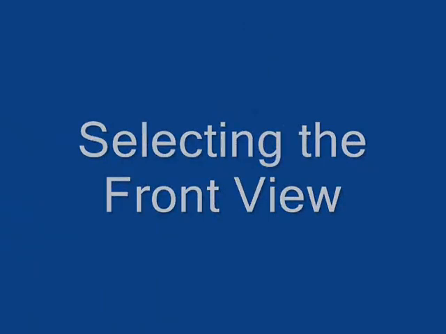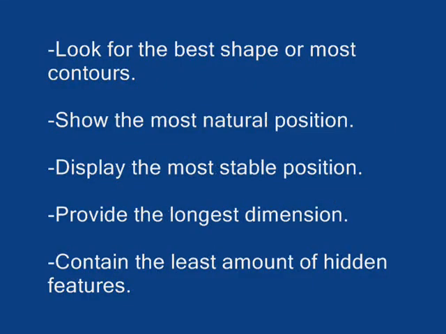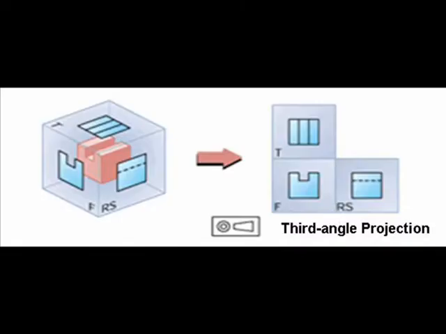Selecting the front view. The front view is usually the most important view. The following guidelines should be considered when selecting the front view. Look for the best shape or most contours. Show the most natural position of use. Display the most stable position. Provide the longest dimension. Contain the least amount of hidden features. Additional views are selected relative to the front view. Choose only the number of views needed to completely describe the object's features.